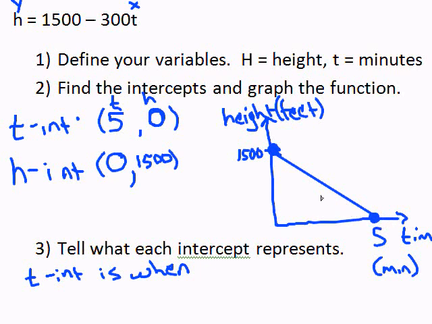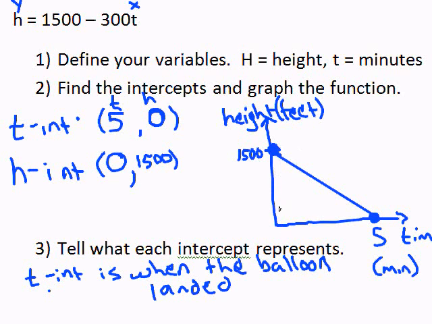What's going on with the balloon? The balloon started at 1500 feet and went down towards the ground. It descended. So the t-intercept is when the balloon reached or hit the ground. So when the balloon landed.